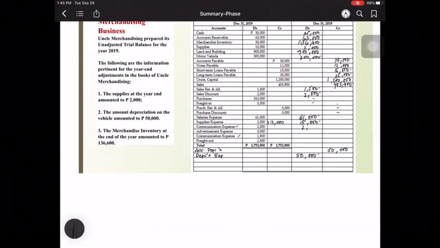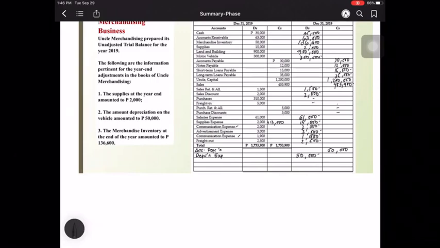Let's just copy them just the same. Later on, we adjust. We just add the values, so that we will be able to prepare this report. So 2,000, copy. Your advertisement expense, nothing has changed. 3,000, 1,900, you copy it just the same. 2,500, we copy it just the same.